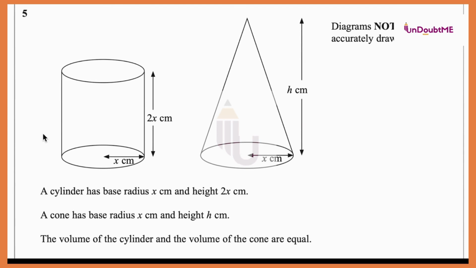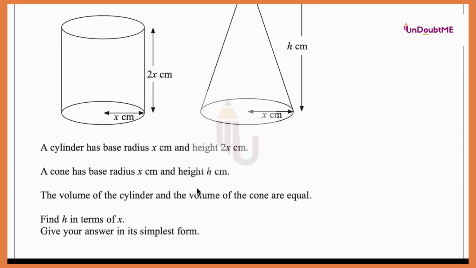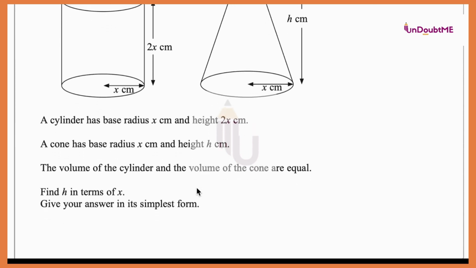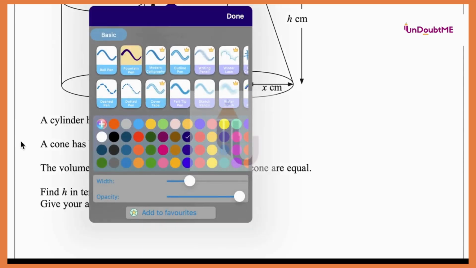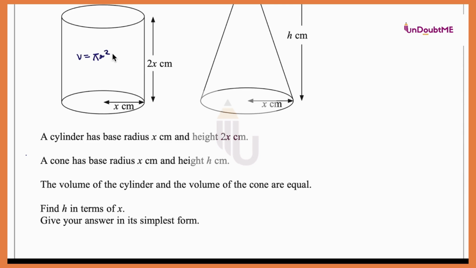Now in this question they have given a cylinder that has a base radius x, height 2x, and a cone has radius x, height h. Volume of cylinder and volume of cone are equal, find h in terms of x. So this question is quite similar to one of the earlier questions where we saw cylinder and sphere. You will get all these formulas in the formula list, so no need to worry about that. Volume of cylinder is pi r square h, and volume of cone is 1 by 3 pi r square h. Okay, we will definitely use radius and height as per the corresponding figures.